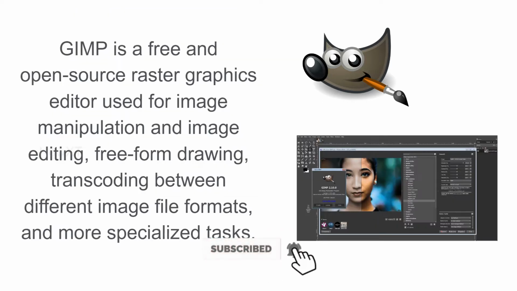What is GIMP? GIMP is a free open source rasterized graphics editor used for image manipulation and image editing, freeform drawing, and transcoding between different image file formats, and more specialized tasks. So using this you can make your image collage, image design, everything you can make. Let me show you how to download it for free and install it on your laptop or desktop and have fun accessing GIMP.